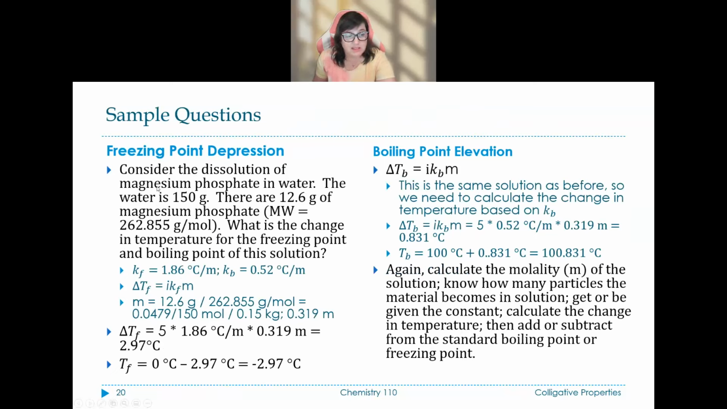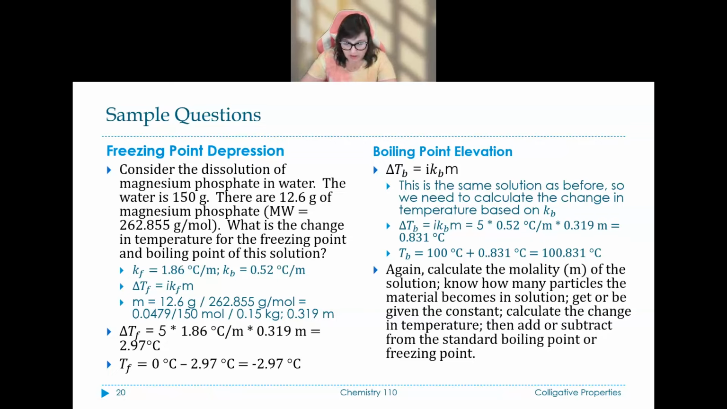Let's talk about this again. Consider dissolution of magnesium phosphate in water. Water is 150 grams, with 12.6 grams of magnesium phosphate. Molecular weight is 262.855 grams per mole. What's the change in temperature for the freezing point and boiling point of this solution?